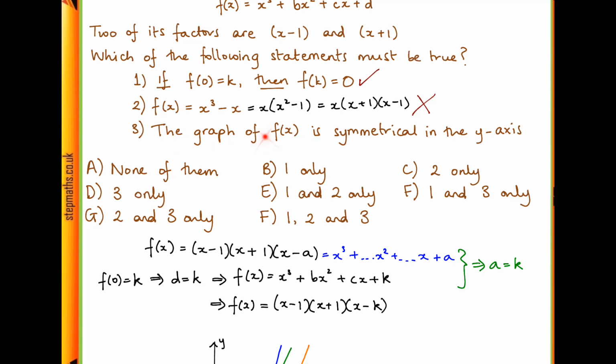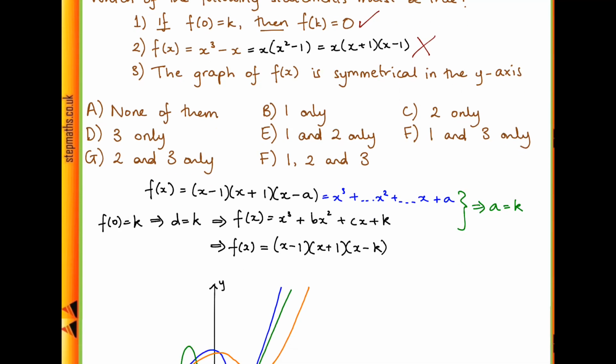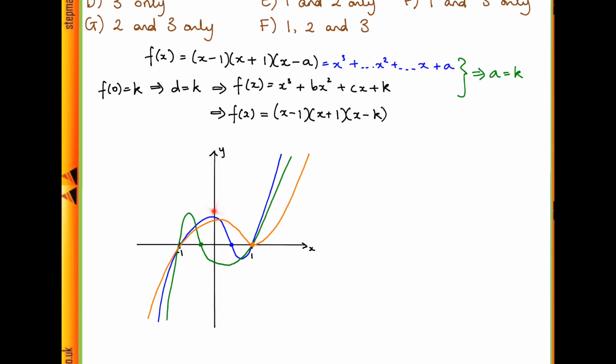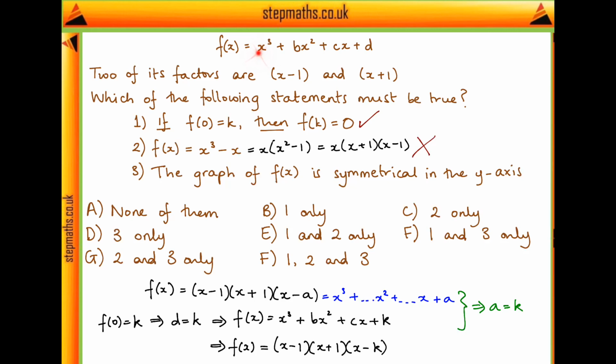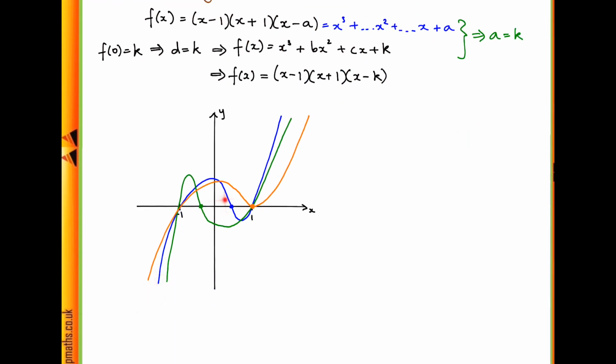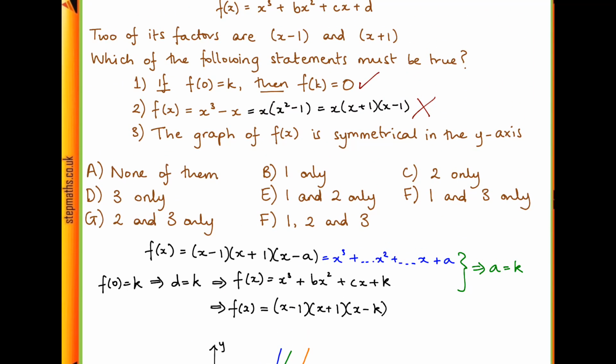Now, this third statement is actually probably the easiest one. So it says the graph of f of x is symmetrical in the y-axis. So it basically says it has to be symmetrical in this vertical axis. But f is a cubic, right? And it's a cubic with a positive coefficient in front of the x cubed. So it's always going to go from bottom left to top right, like all of these that I've drawn here. So really, you wouldn't even expect f to be symmetric in the y-axis. And none of these examples that I've drawn are. So no, 3 doesn't have to be true. So we have that only 1 must be true. So that gives us answer B.